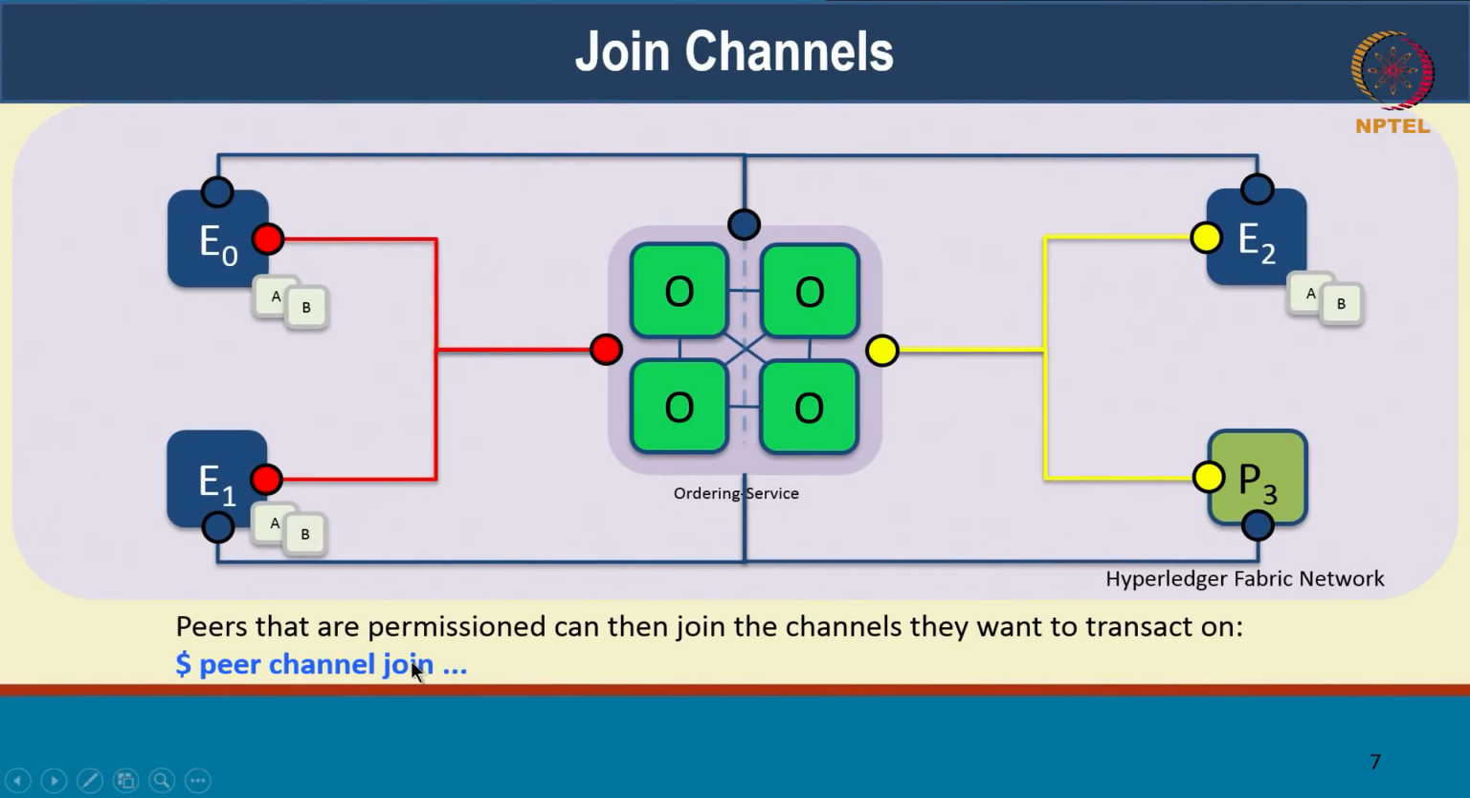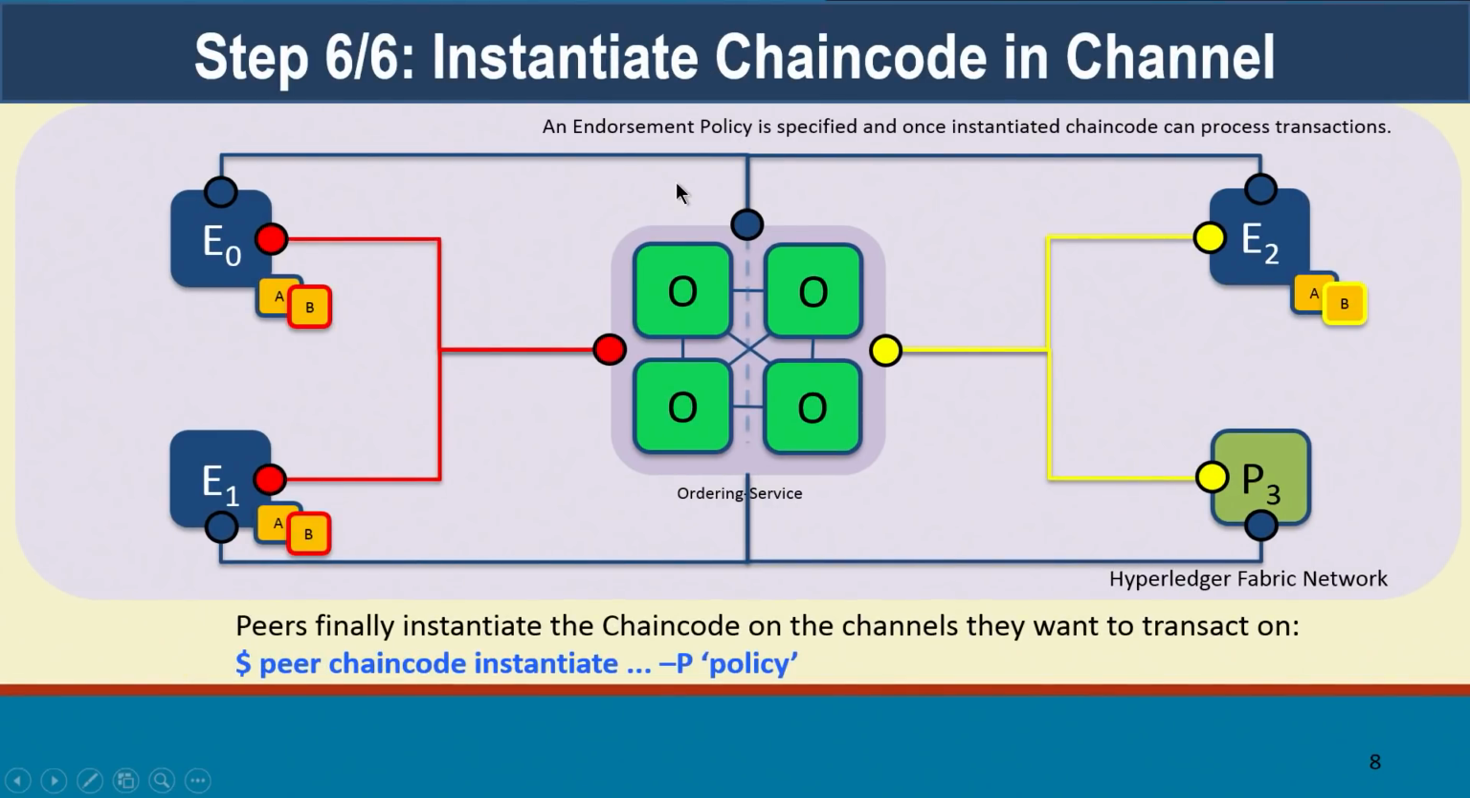So again, there's a simple CLI command, and again you can do the same thing using the SDK. It could be a client application, as part of setting up the network, executing all of these steps, or it could be different nodes. If these nodes are part of different organizations, their respective client applications would have to join their peers to the channel. The next step is to instantiate the chain code on the channel.